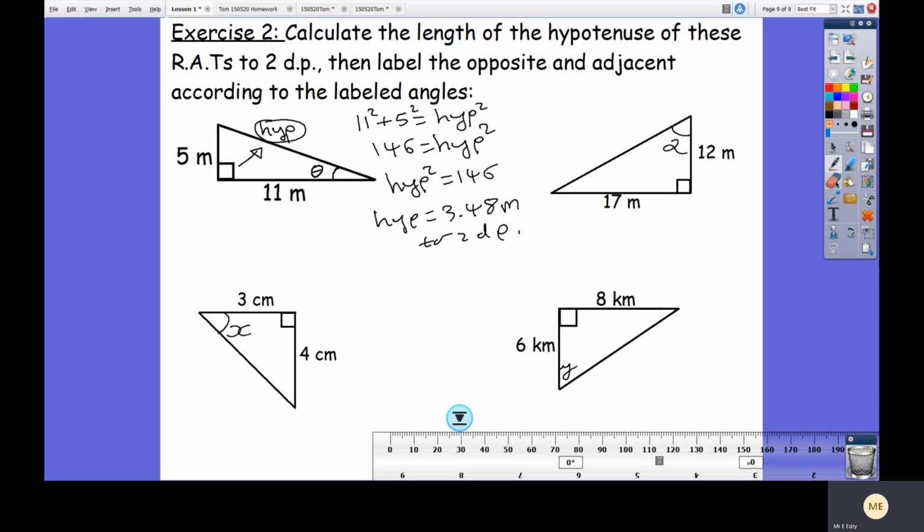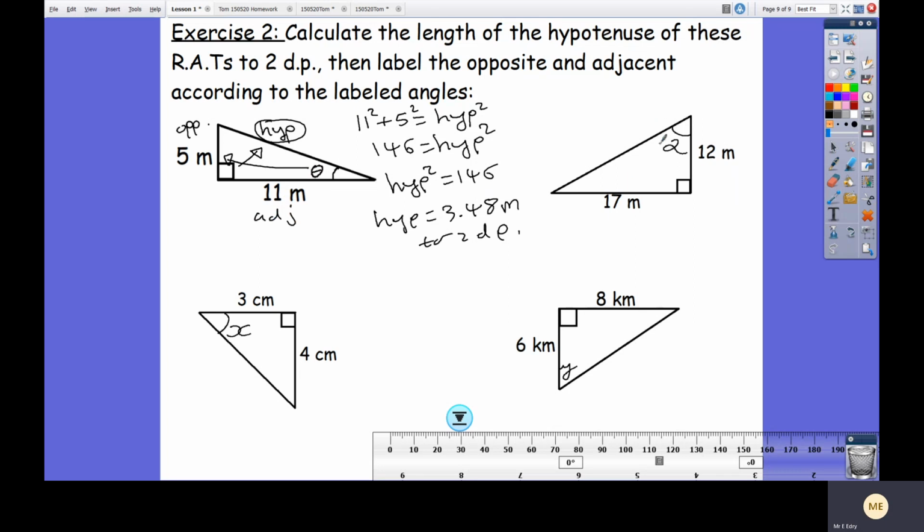So for the other ones, I'm just going to do the answers. Well, first, of course, let's label it. Opposite the angle that we're given is 5, so that is my opposite. Adjacent to it is what I have left. That is the 11 meters.